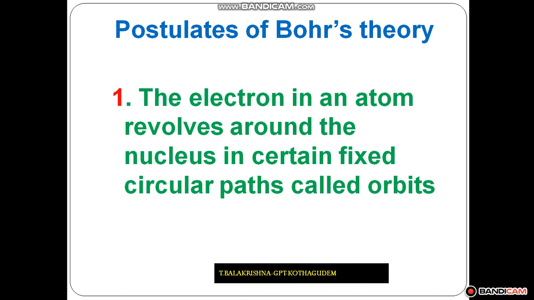Important points in Bohr's atomic theory. The electrons in an atom revolve around the nucleus in certain fixed circular paths called orbits. Every atom has electrons, protons and neutrons. The protons and neutrons are present in the center of the atom, which is called the nucleus. Electrons are revolving around the nucleus in fixed circular paths. That path is called an orbit.